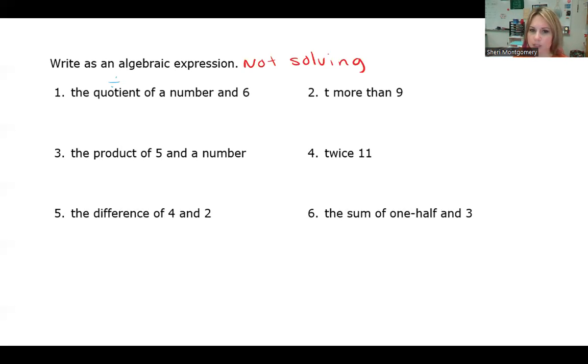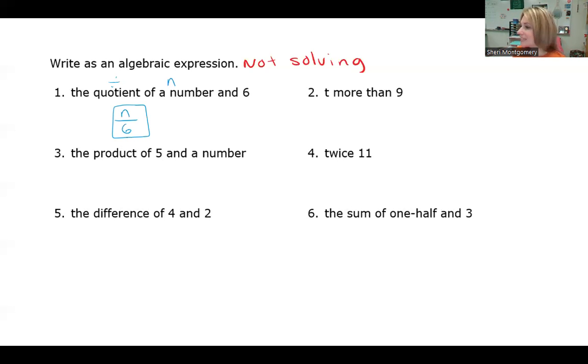A number. We could call it X. We could call it N. We could call it whatever. A number. So we've got a quotient. That means we're dividing. And we have two things. We have a number and we have 6. So we're going to put the thing that's written first on top. So a number, N, and then 6. That's it. You're not solving anything.